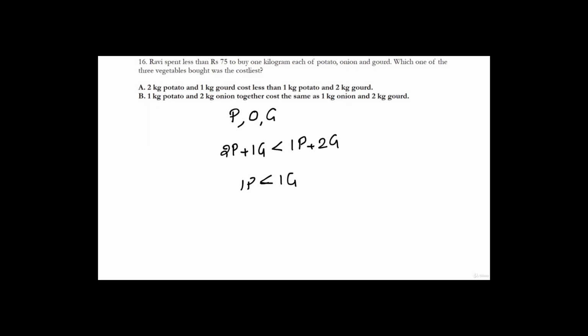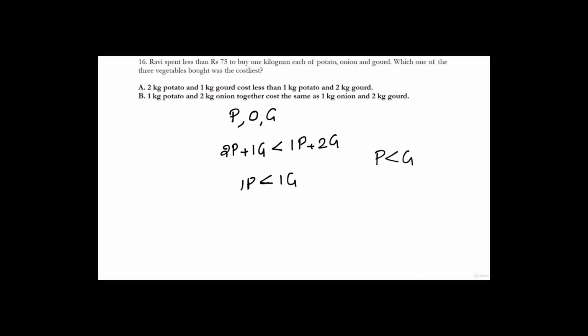So from this we get potato is cheaper than gourd, or gourd is the costliest one when compared to potato and gourd. Okay. Second statement says, using the first statement alone, we are not getting which is the costliest vegetable, because there is no comparison between potato and onion or gourd and onion, so we cannot determine that. So let us get to the second statement.